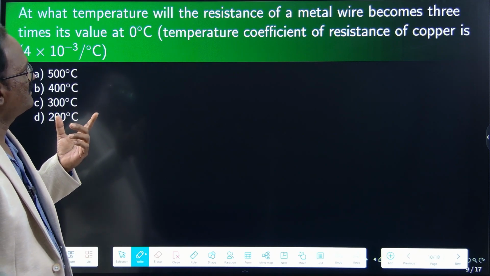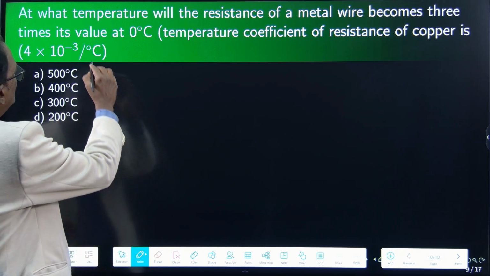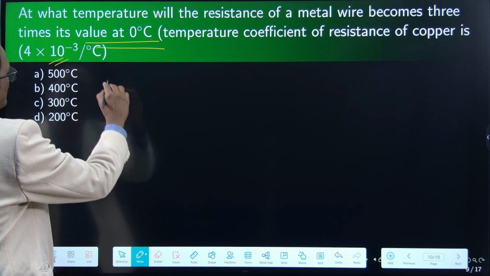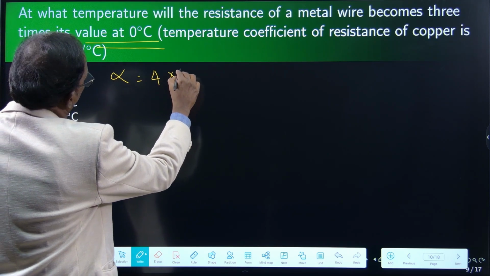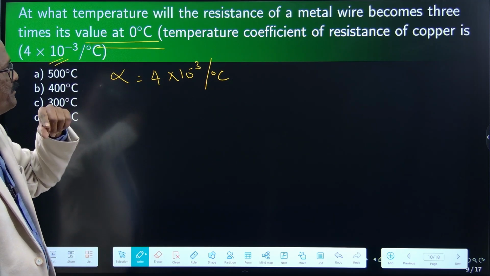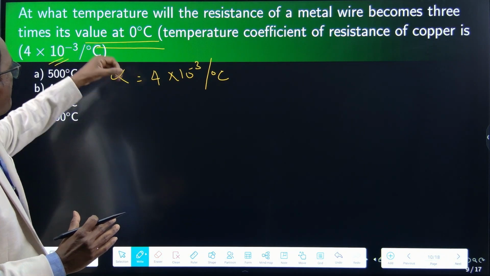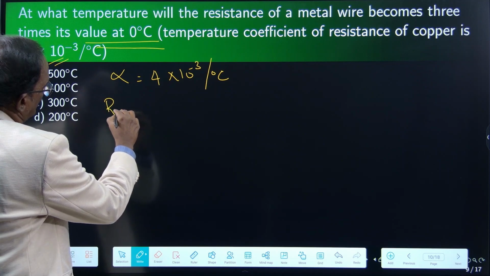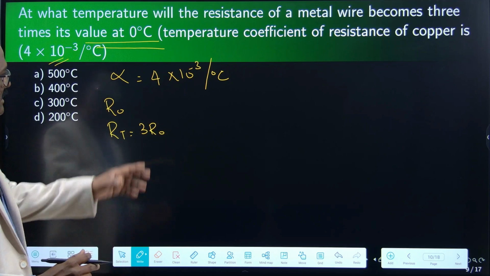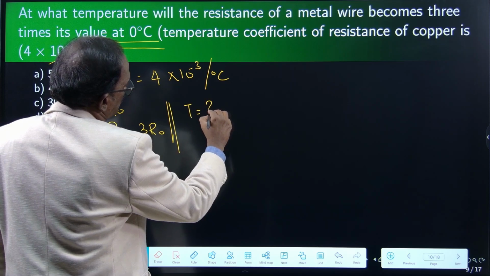At what temperature will the resistance of a metal wire become 3 times its value at 0 degree Celsius? Temperature coefficient of resistance of copper is given, that is alpha is equal to 4 into 10 to the power of minus 3 per degree Celsius. Initial value is RO, final value is 3 times the initial value. This is what is given here. At what temperature? T is what the question is.